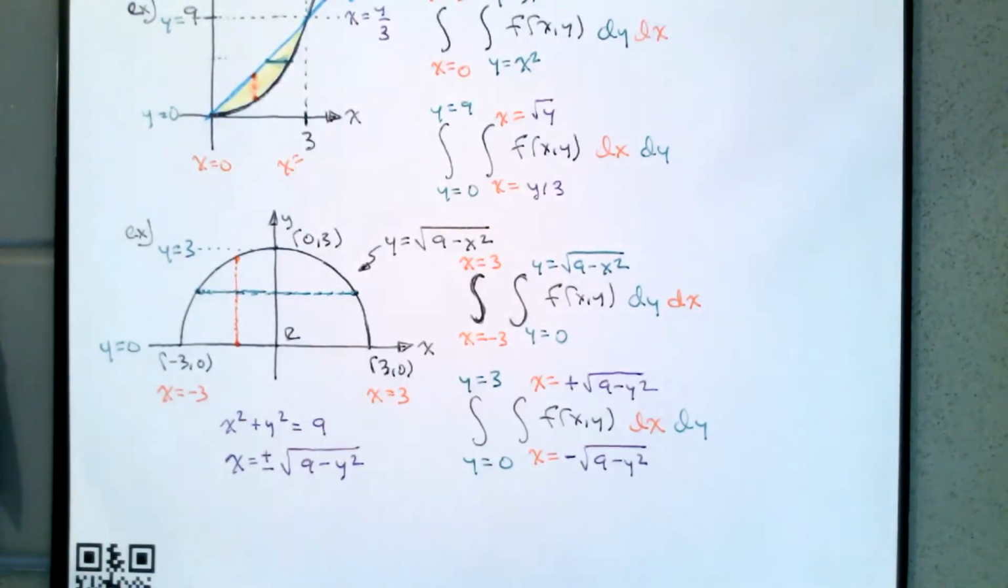So we had to know some stuff about circles. If x squared plus y squared equals 9, then y equals plus or minus the square root of 9 minus x squared. The plus is the top half, the minus is the bottom half. But we could also write x as a function of y. X is plus or minus the square root of 9 minus y squared. Plus is the right half, minus is the left half.